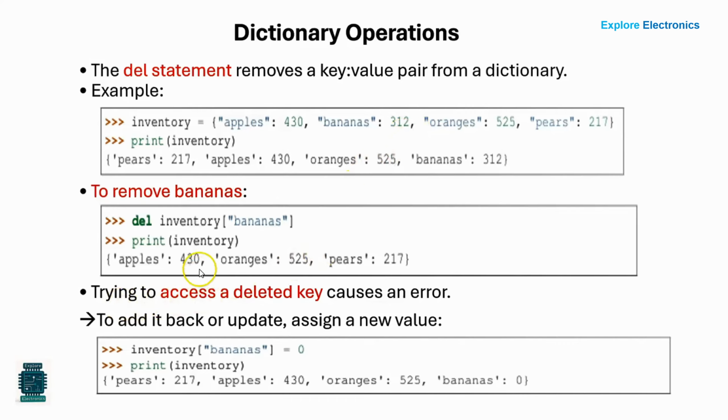After that, if I want to access the bananas which are already deleted, it will show an error message. Clear? Because I have already deleted it, how can I access that? It's not there. To add it back or update, assign a new value. If I want to add back bananas, I have to assign a new value: inventory bananas is equal to 0. It is the key, it is the value. I am adding the key value again.